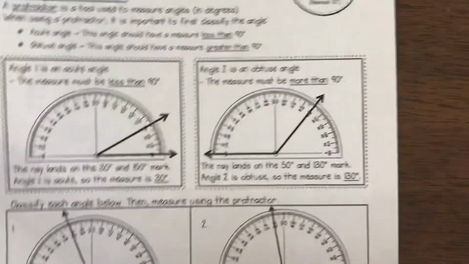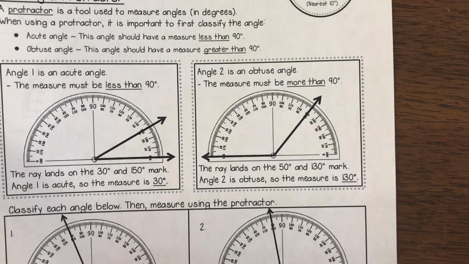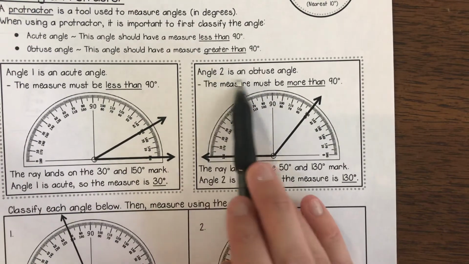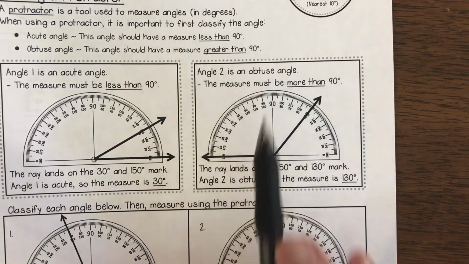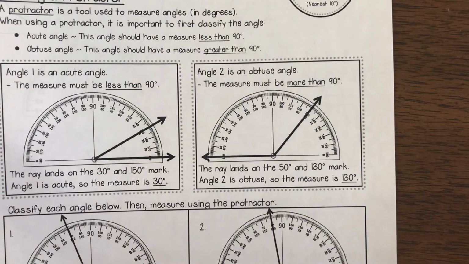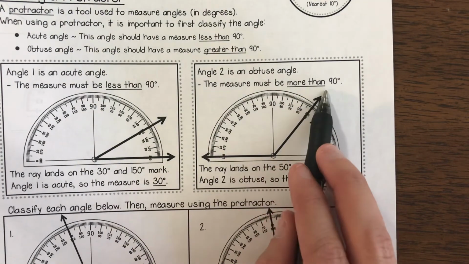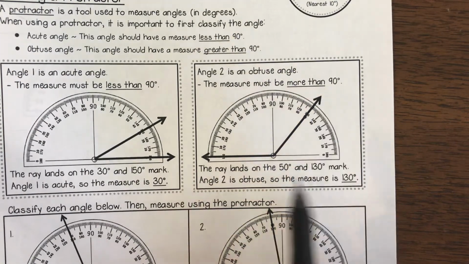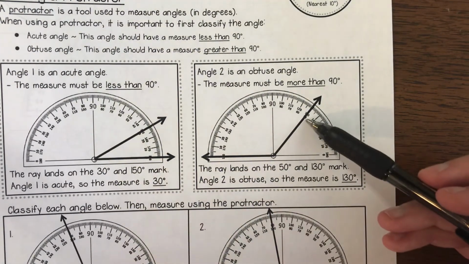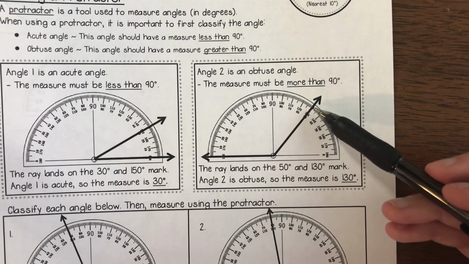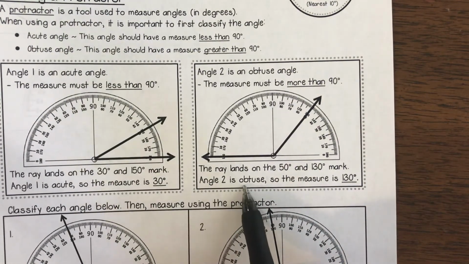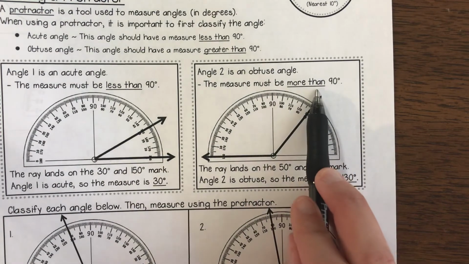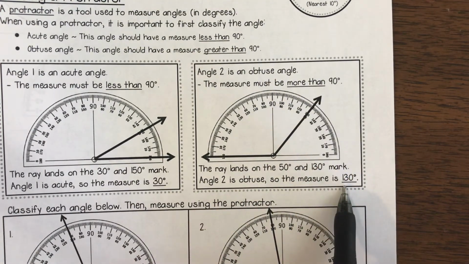Looking at our second angle example, when the angle's flipped, this is a different way of looking at those angles, but again, you're still going to measure it the same way. Thinking about what type of angle it is first, it's going to be obtuse because it's on the bigger side of angles. It's not a small, tiny angle like we've looked at before. It's going to be one of the bigger ones. So this angle measurement has to be more than 90 degrees. The ray going up lands on the 50 and the 130 mark. Angle 2 is obtuse, which means it's greater than 90, so it has to be 130 degrees.